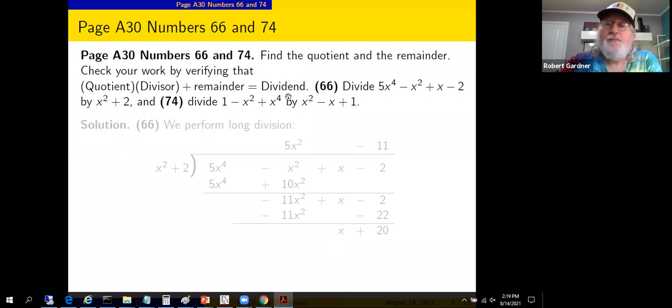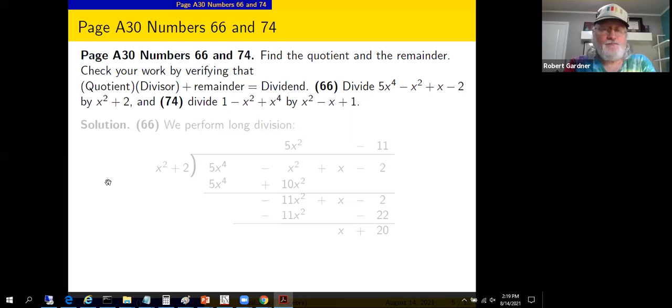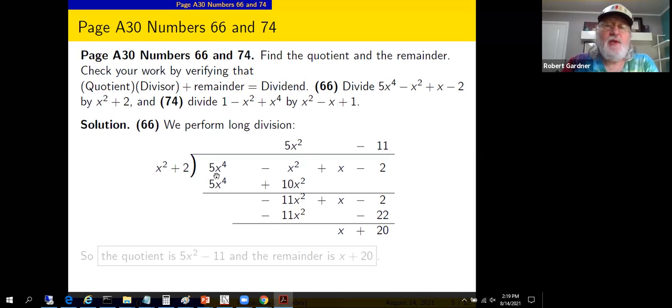So there's all those words. Divide 5x to the 4th minus x squared plus x minus 2 by x squared plus 2. Okay, usual thing, regular old division. We'll take the dividend, if I can remember all those words, and the divisor, and see how many times it goes in. We'll get the quotient up here and the remainder down here. All right, so 5x to the fourth minus x squared plus x minus 2 divided by x squared plus 2.